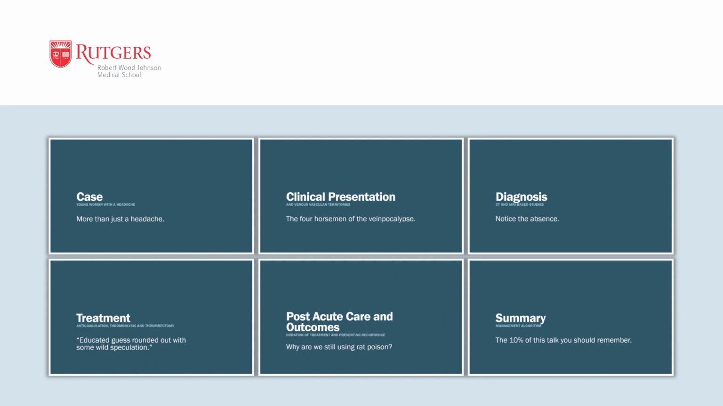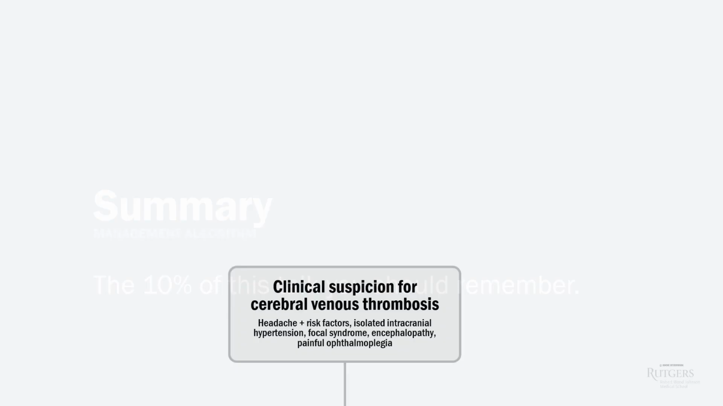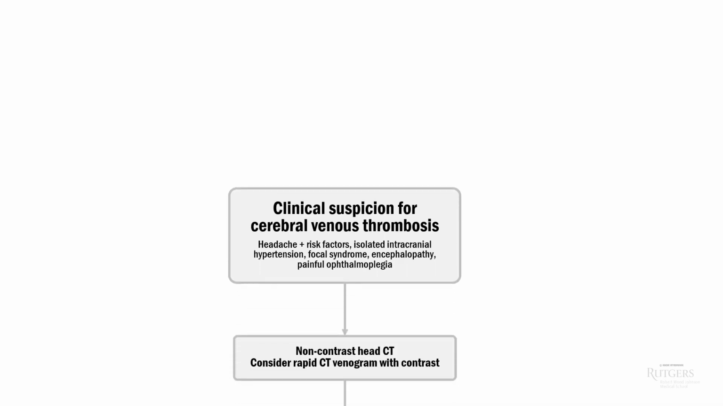Thank you for staying alert, awake, and at least partially oriented through this talk. If you still have an ounce of attention left, let's review the 10% of this talk you should remember. You suspect cerebral venous thrombosis in patients presenting with persistent headache and risk factors, like combined oral contraceptive use, headache with symptoms of intracranial hypertension, headache with focal neurological deficits, unexplained encephalopathy, or painful ophthalmoplegia and other cranial neuropathies. Non-contrast head CT and CT venogram with contrast is a good start.